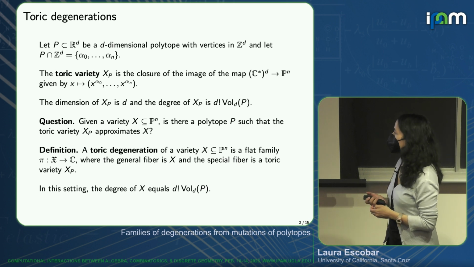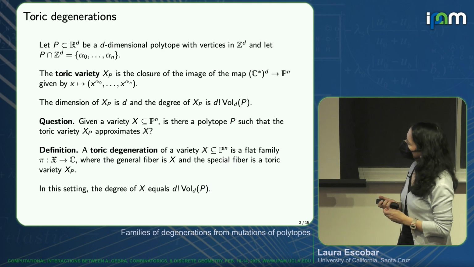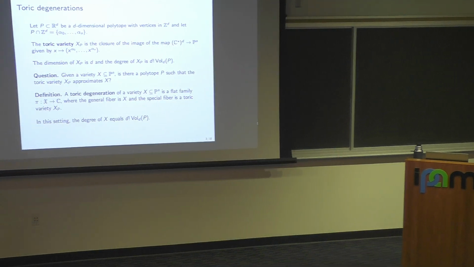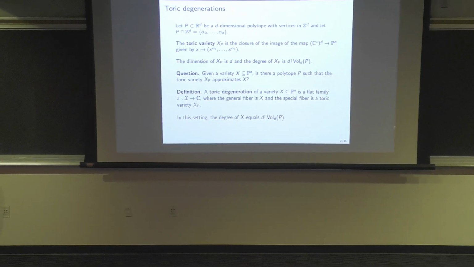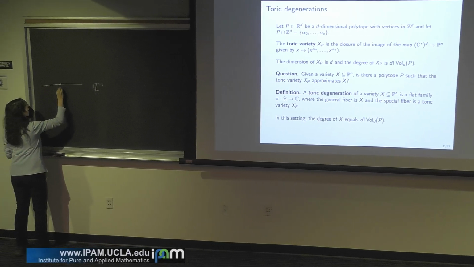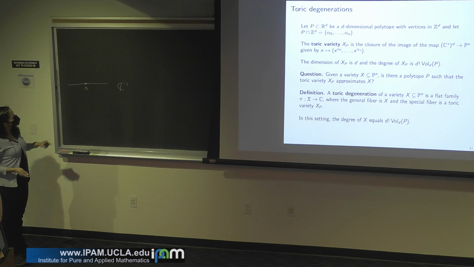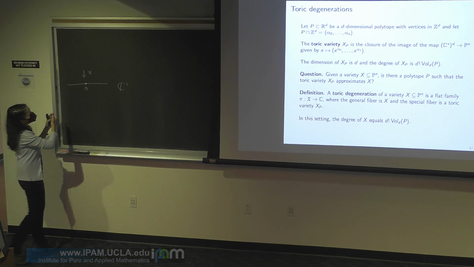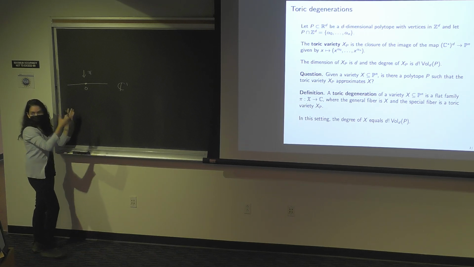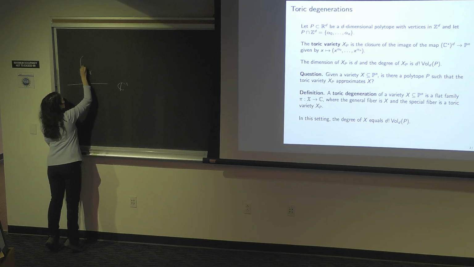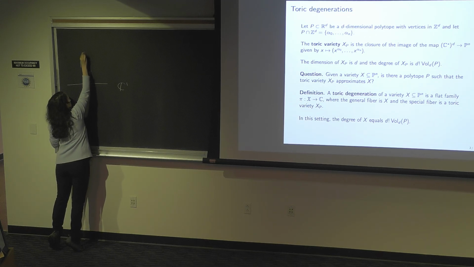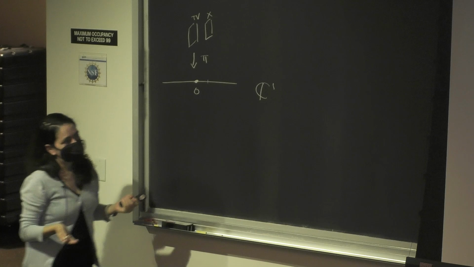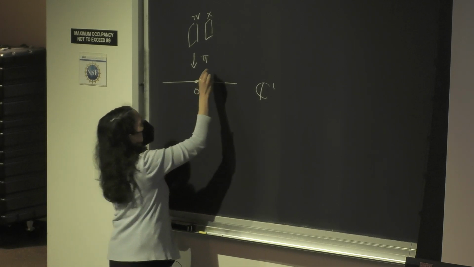So a toric degeneration, this is the definition, it's technical, but I wanted to draw a cartoon of what it is. It's not going to be very exciting, but you have the origin, and you have a map, pi. And on top of it, you can imagine a movie: at each point in C, on top of it, you have a variety. And so over here, on top of the 0, you want to have a toric variety. And then everywhere else, you want to have something that is isomorphic to X.